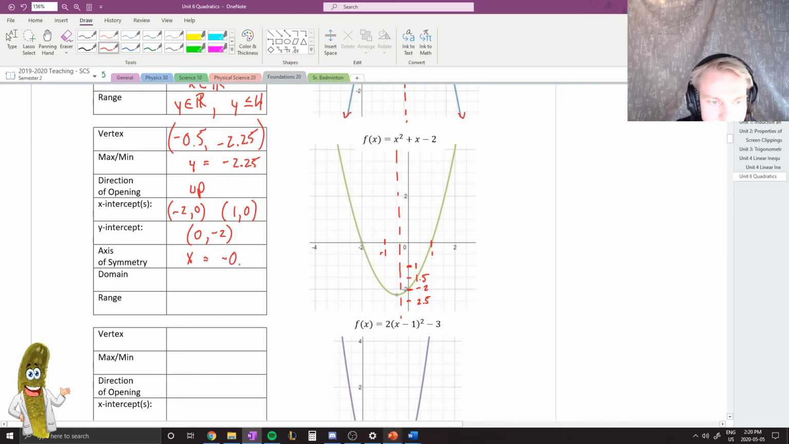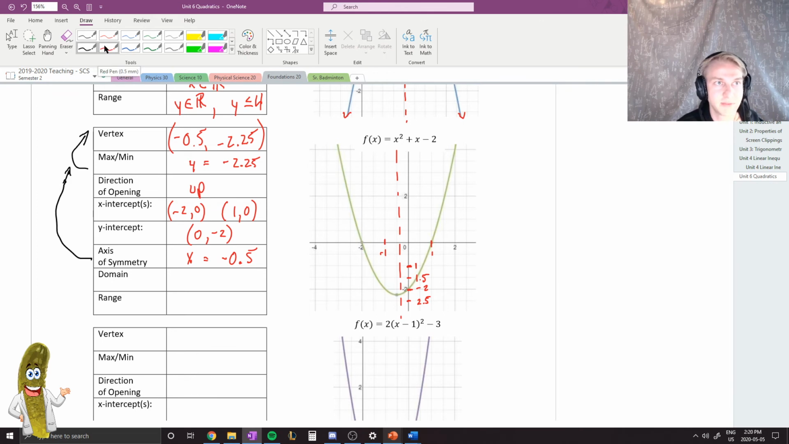Exactly. -0.5. So what you can notice then is that the maximum or minimum is directly related to the vertex, as is the axis of symmetry. Both of those two, you're just stealing the information that you filled in with the vertex. So obviously what we're starting to notice is that the vertex is the most valuable component of parabolas. And as we do lesson 2 tomorrow, we'll see more of that.